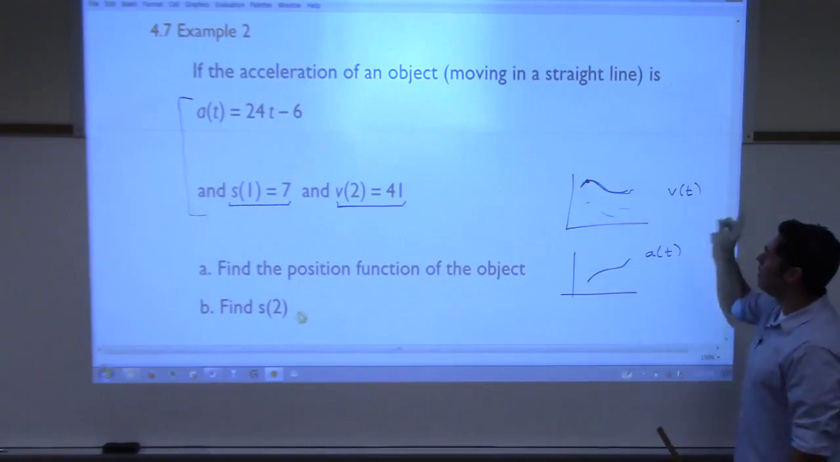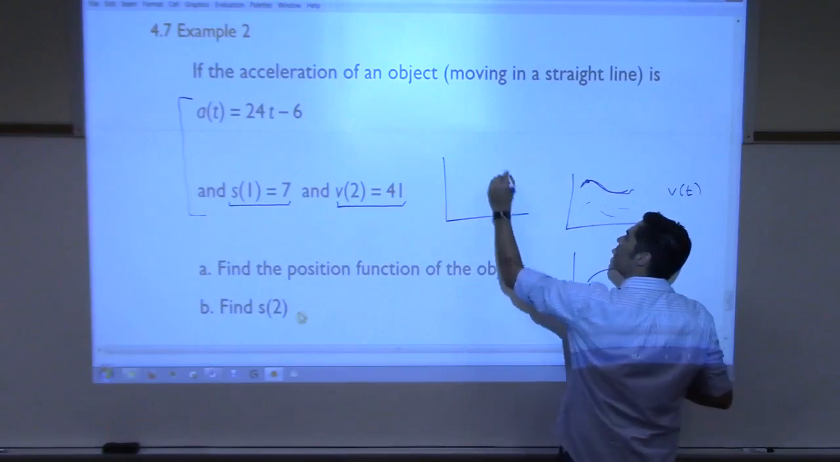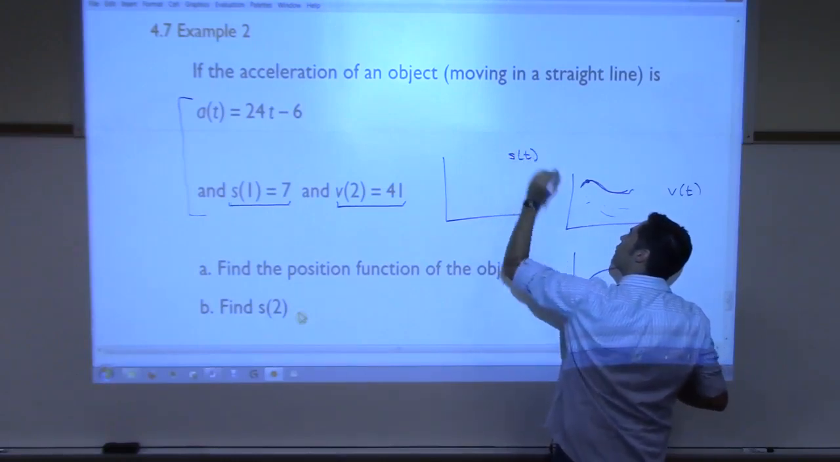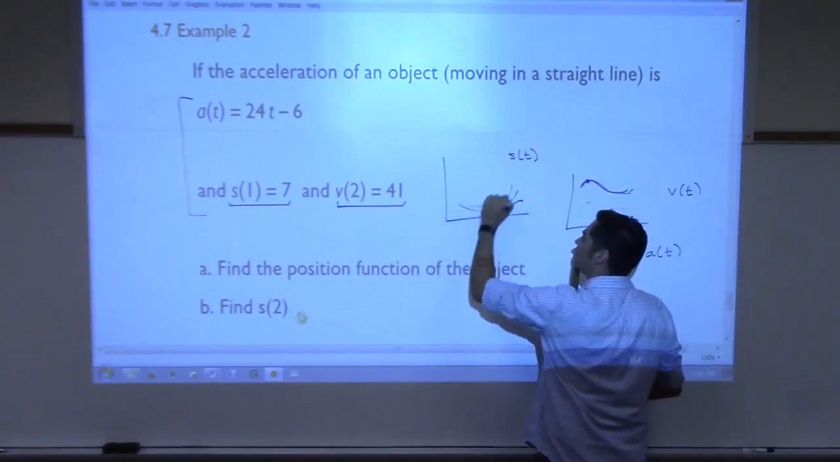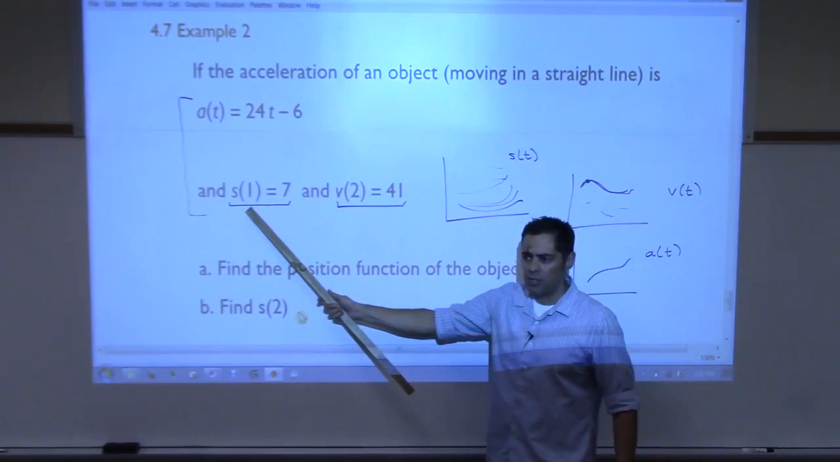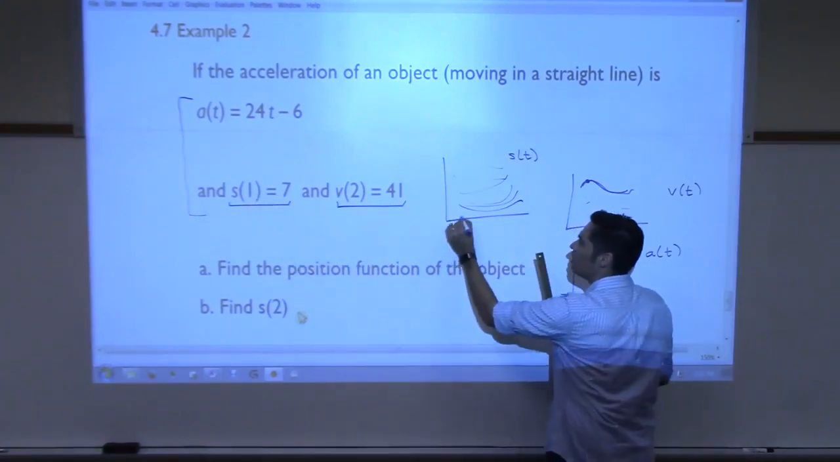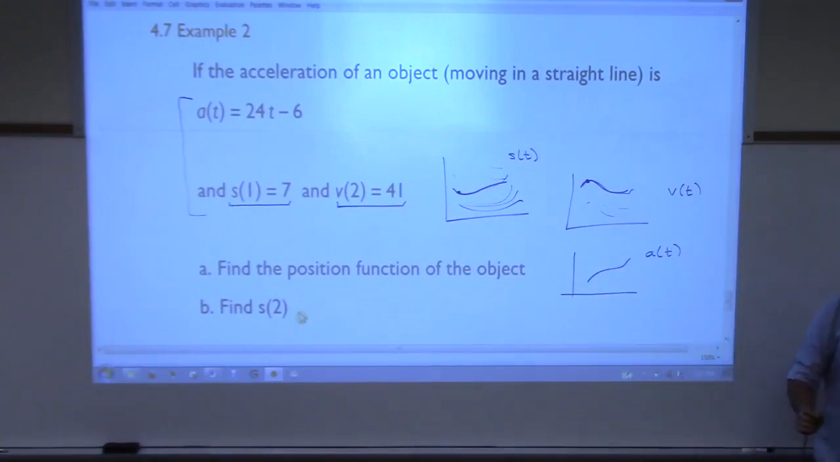Then from that, I find the antiderivative, and that takes me back to the position function. I'll call it s of t. That gives me a family of functions again, whatever they look like. And then I have something about its position at 1 at 7, and there, it's that one. And so I've nailed down the exact position function. Does that make sense visually? That's what's going on. But now we need to see how it all unfolds algebraically.